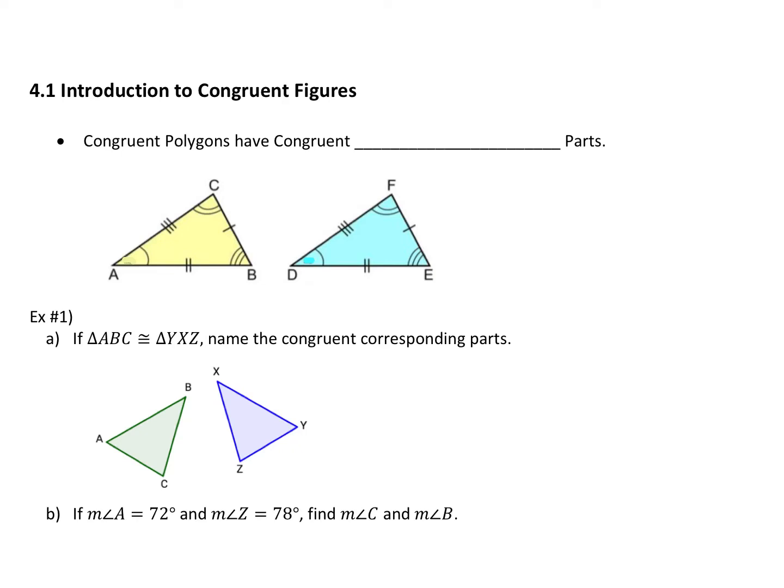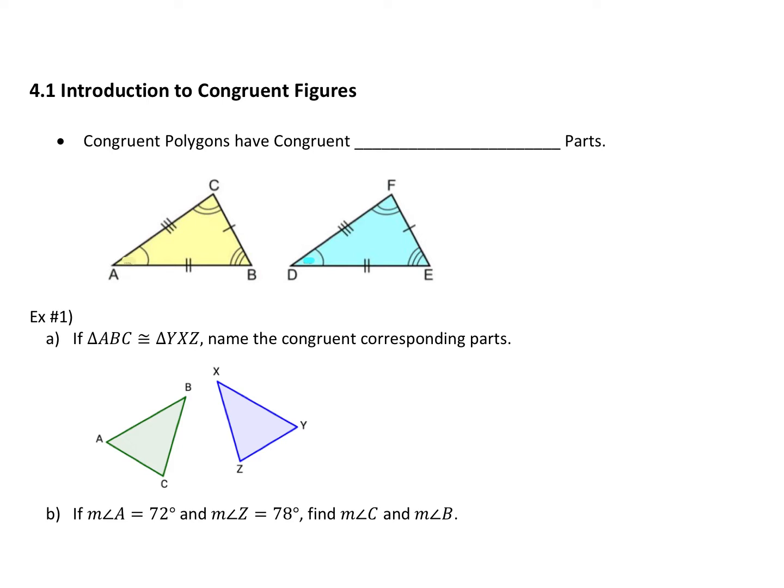Like I said, this chapter is really just an introduction to congruent figures. So we're going to talk about triangles for the most part. Every now and then you'll see something that's not a triangle, but really the gist of chapter 4 is how do I make these two triangles congruent, or how do I prove that these two triangles are congruent, okay?